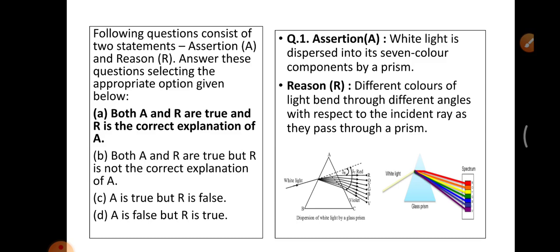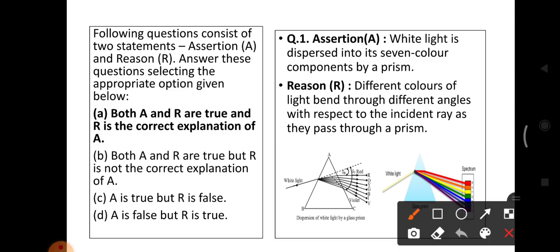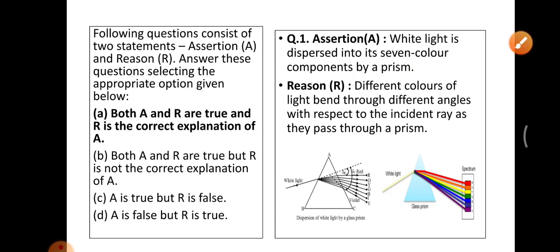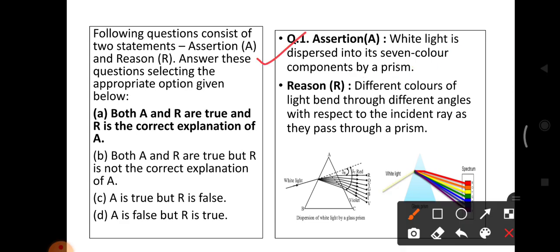Question number 1. White light is dispersed into its 7 color components by a prism. Yes, when white light passes through the prism, it is dispersed into 7 colors. So white light is dispersed into its 7 color components by a prism. So the assertion is true.